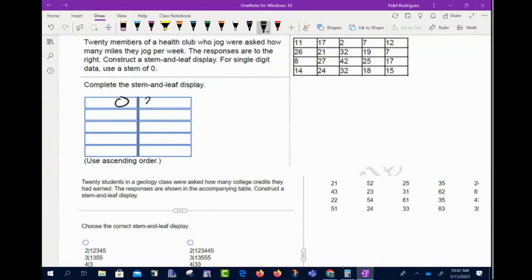We got a 2. And we have what else? Do we have sevens though? How many sevens? Okay, so look, y'all, I'm going to go 1, 2. Do we have anything other than a 7? We got an 8. Boom. Okay. Now let's do the teens.